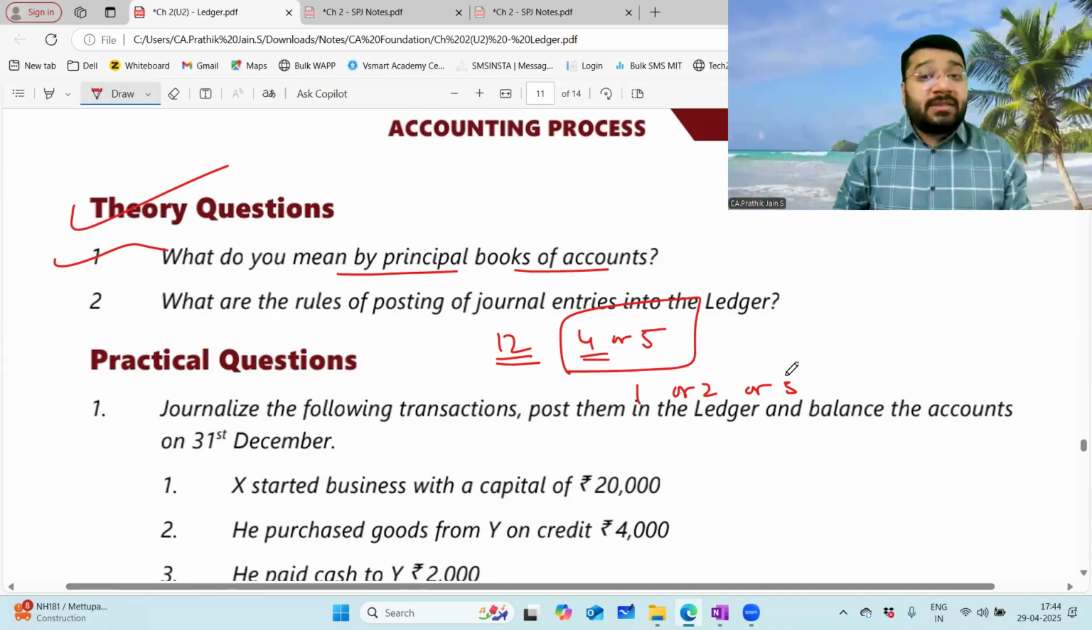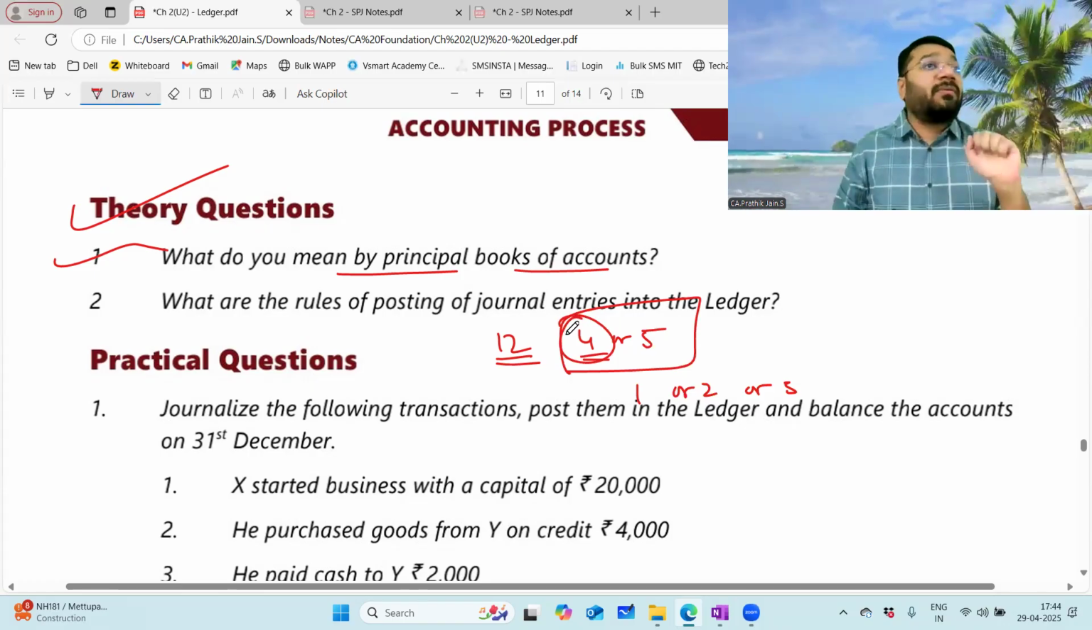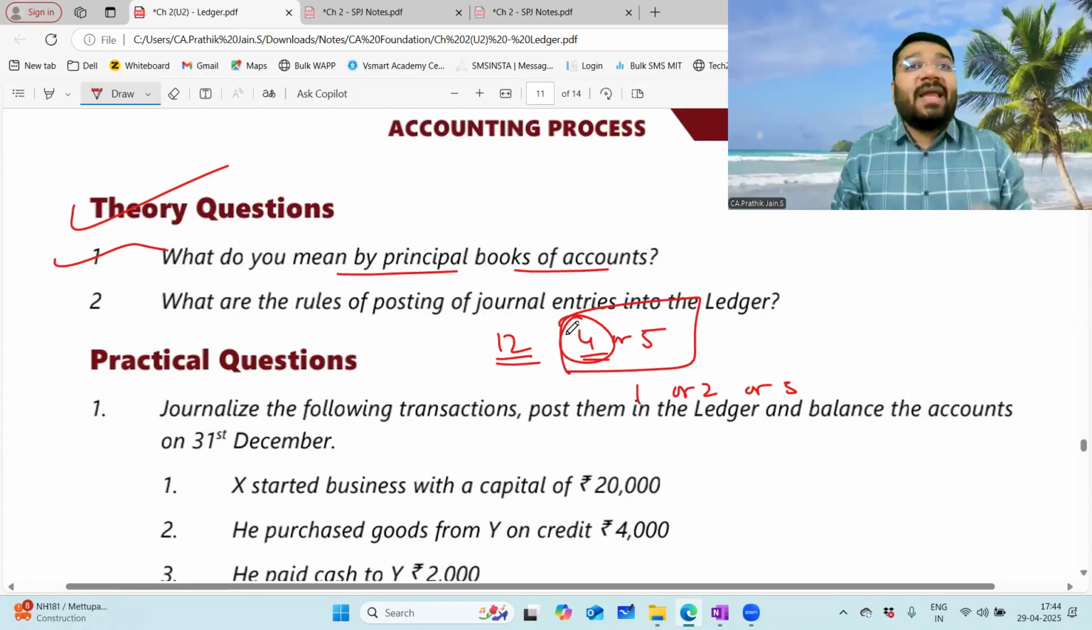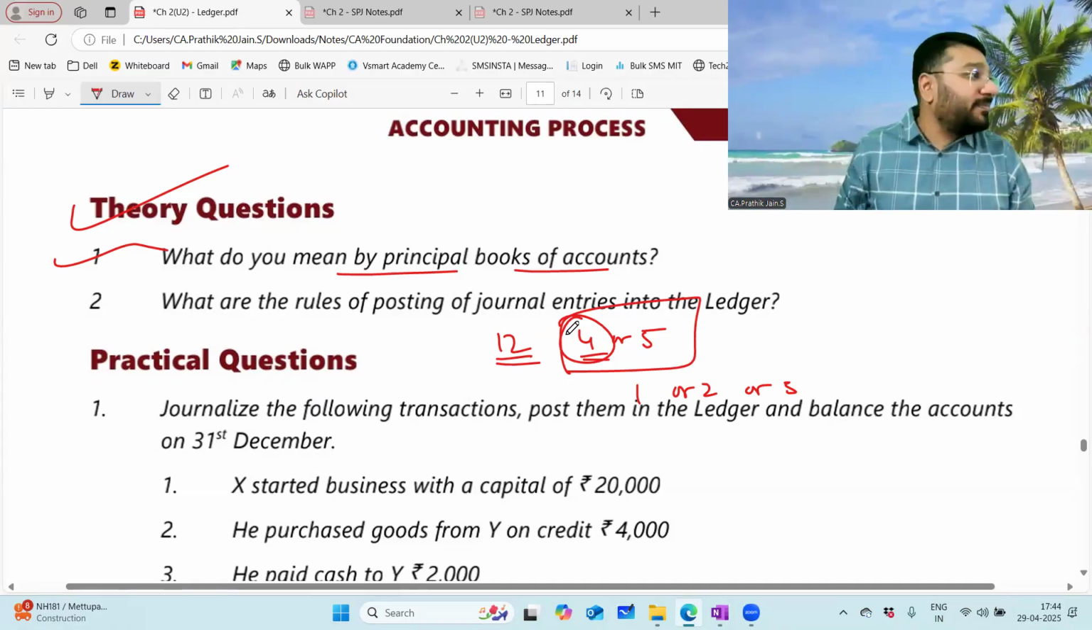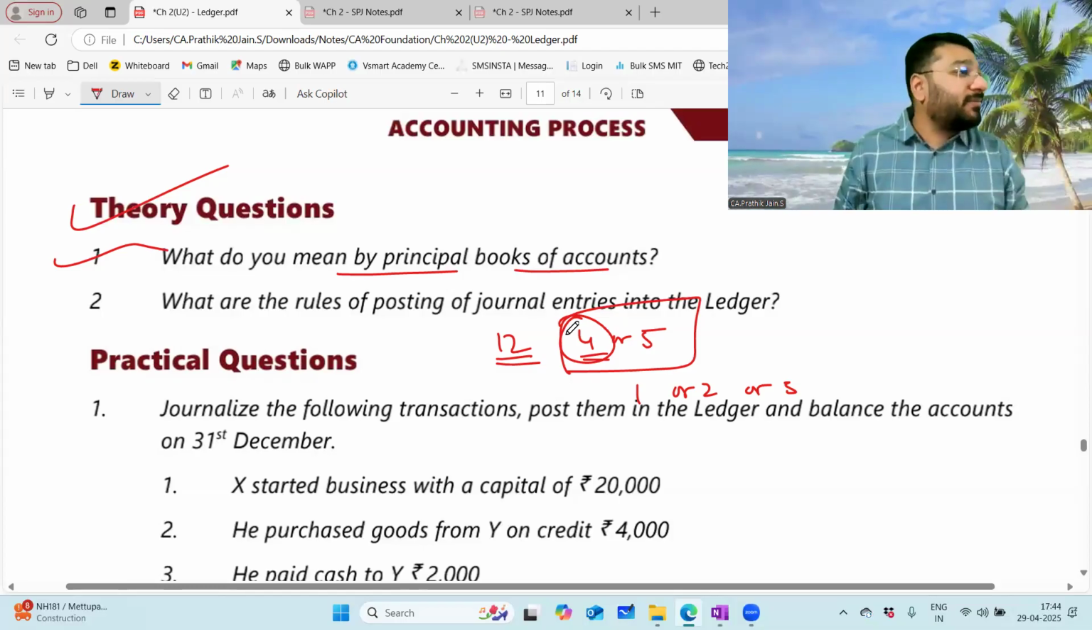Am I clear? Sometimes a 4 mark question, how do they ask? In that, the 4 mark question will be 4 questions, each for 1 mark. Explain what is depreciation. Explain what is accrual concept. Explain what is outstanding expenses. Like that, they'll ask for 1 mark.